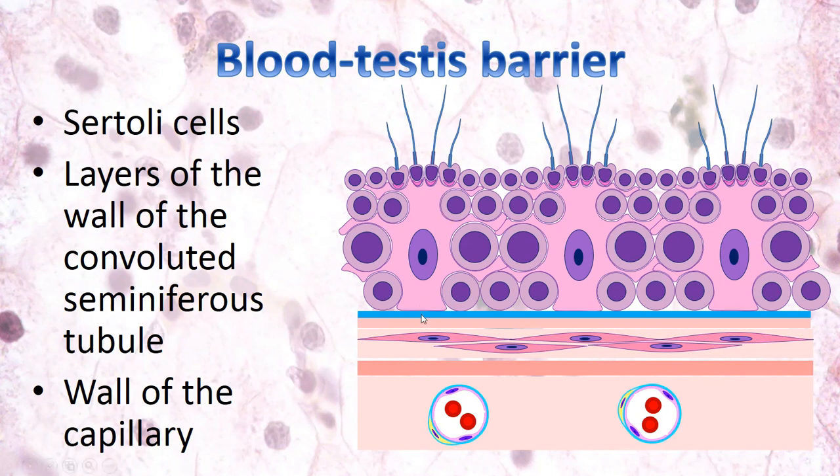Also, it includes layers of the wall of the convoluted seminiferous tubules, so it's the basal, myoid, and fibrous layer, and the wall of the capillary, which includes the basement membrane and endothelium, endotheliocyte. So these are the layers of the blood-testis barrier, and it prevents autoimmune reactions. Those autoimmune reactions may occur especially in viral parotitis. It's a viral disease which causes inflammation of the parotid gland, but this virus may also cause, in boys, especially young boys, inflammation of the testis.